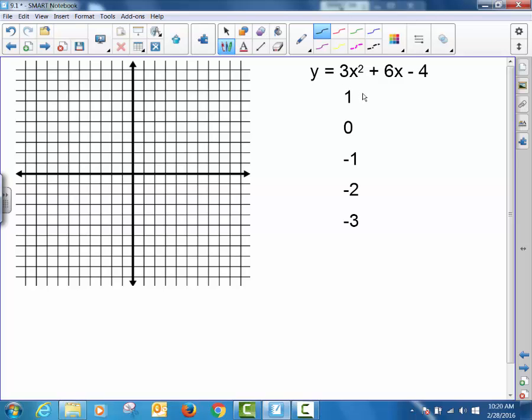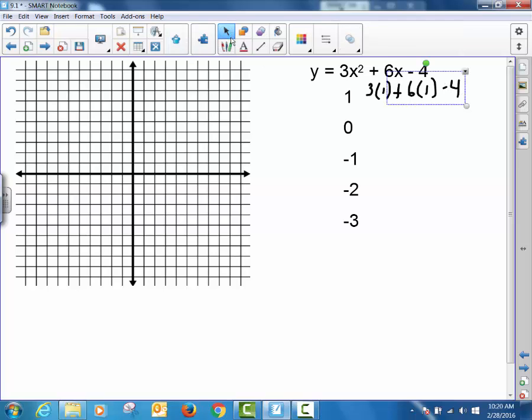So that would be 3 times 1 squared, and 1 squared is 1, plus 6 times 1 minus 4. So what does that give us? That gives us 3 plus 6 is 9, minus 4 is 5. Gives us 5. So 1, 5. So we come over here and we go 1, 1, 2, 3, 4, 5, and we put a dot.